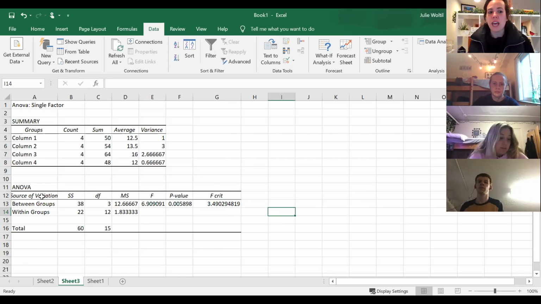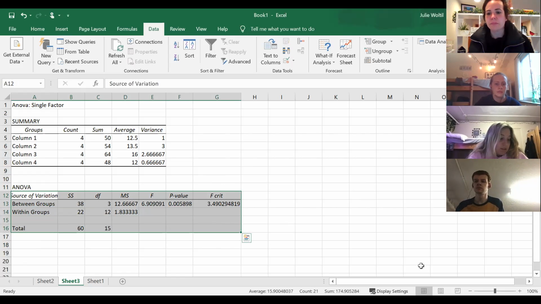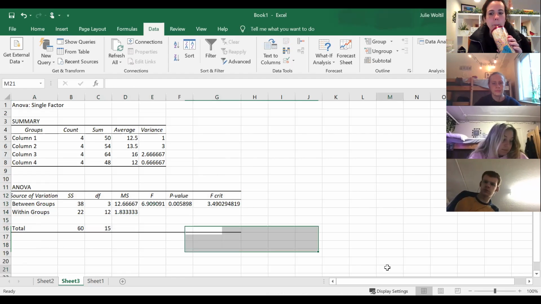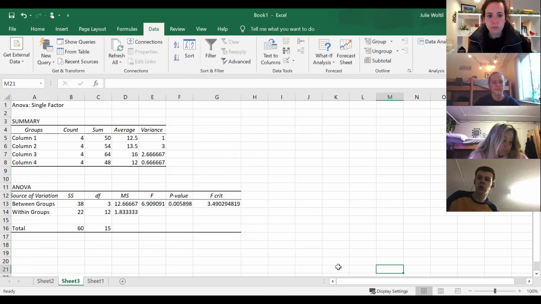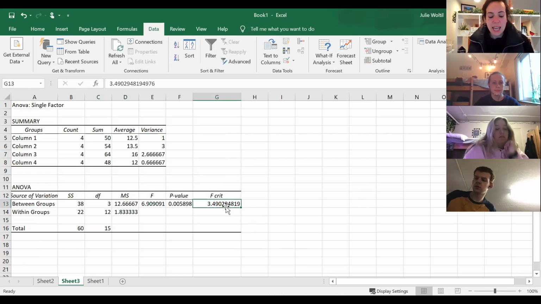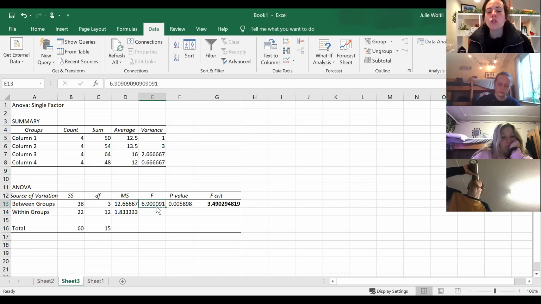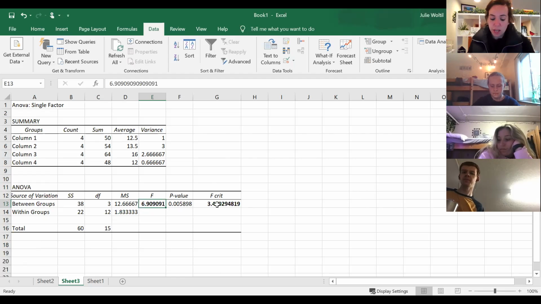Would you be able to do that if you had a table like this? Yes? Okay. Again, the key piece is you are comparing this F critical to your F obtained. If your F critical is smaller than your F obtained, then yes, you are good. You can reject your null hypothesis. Okay?